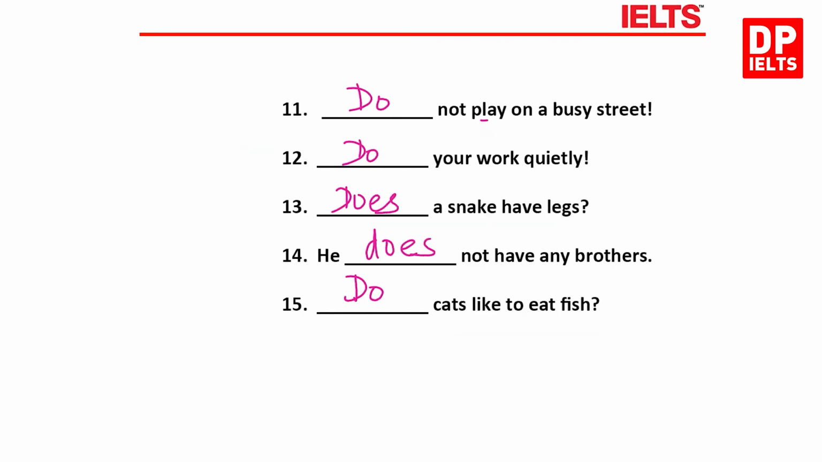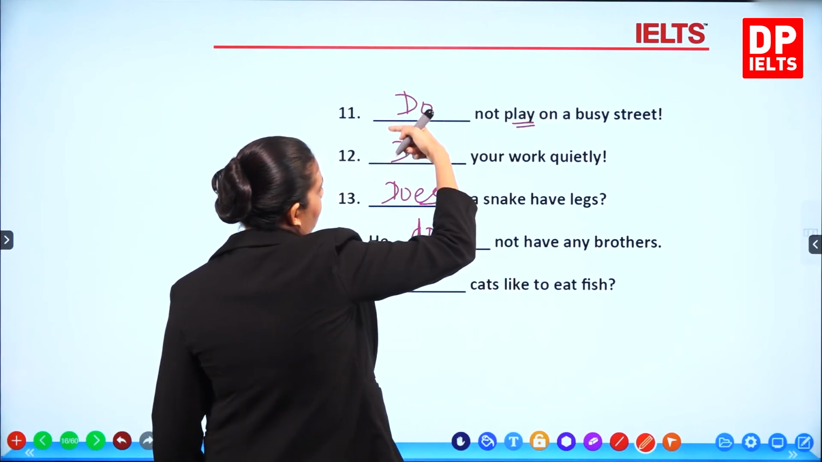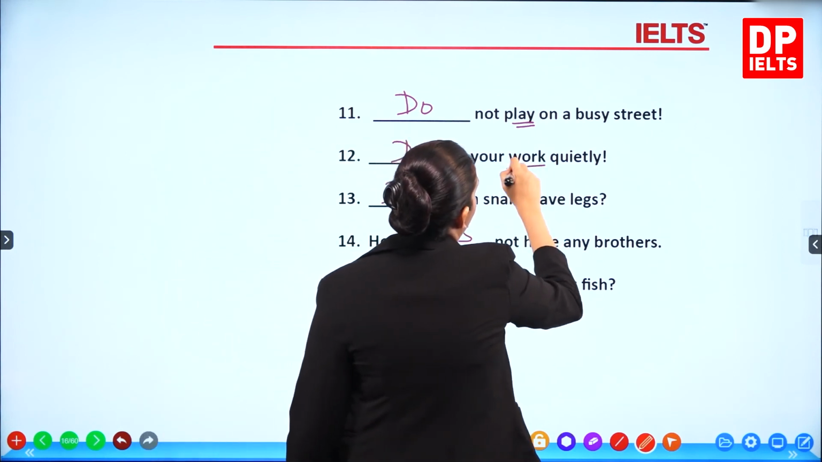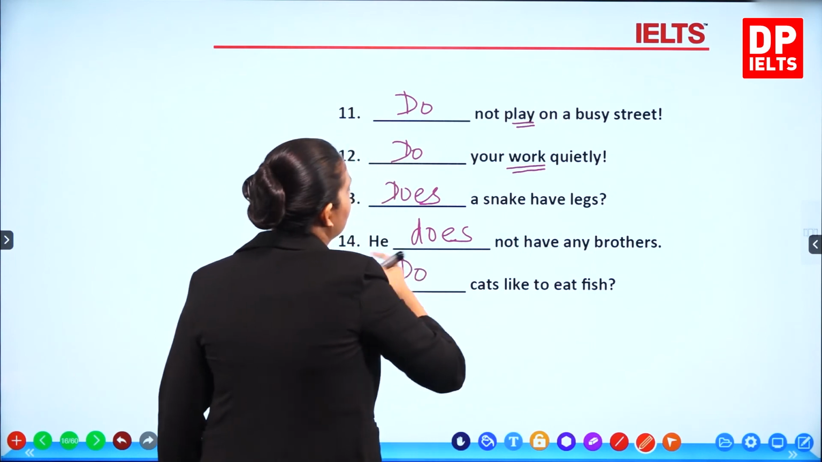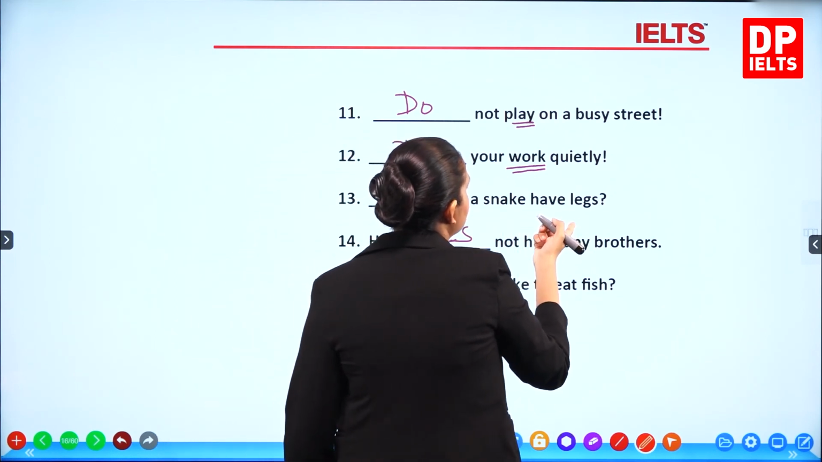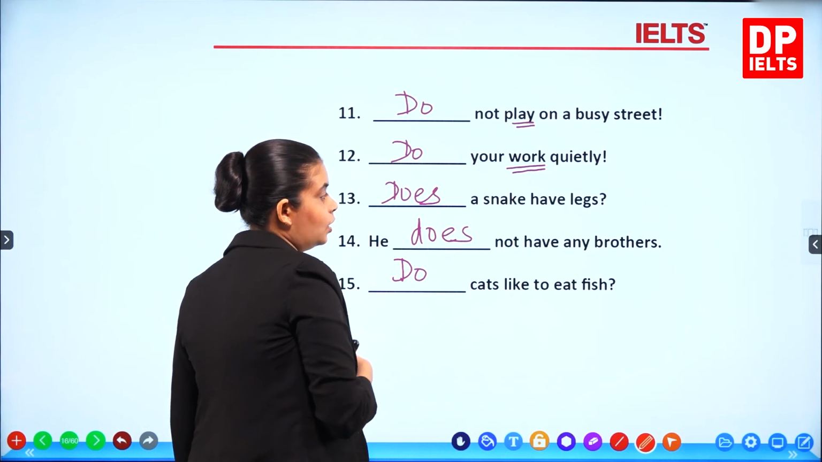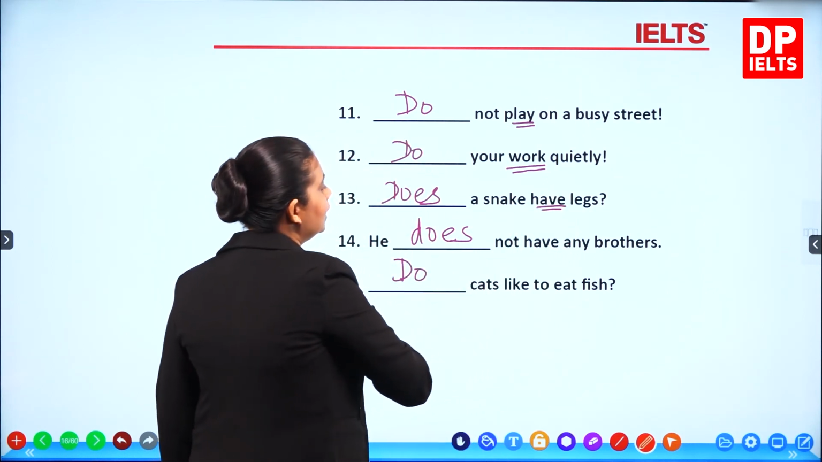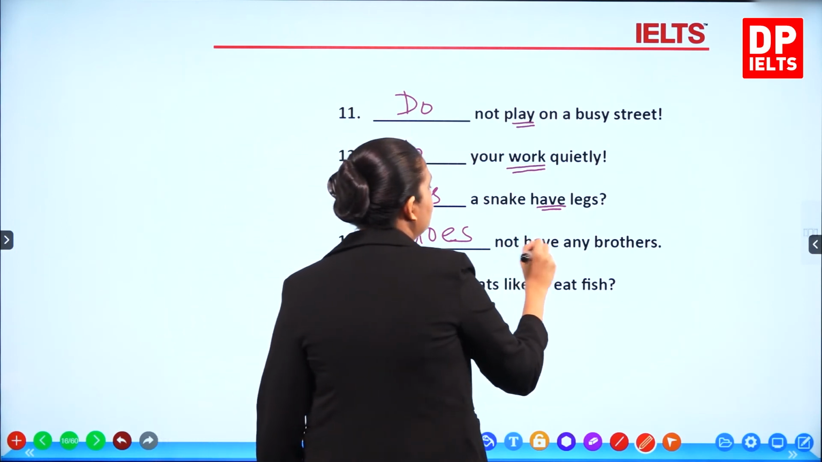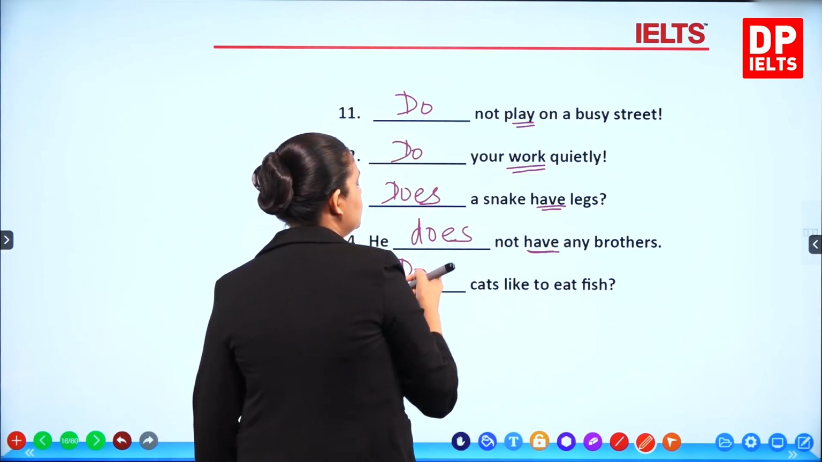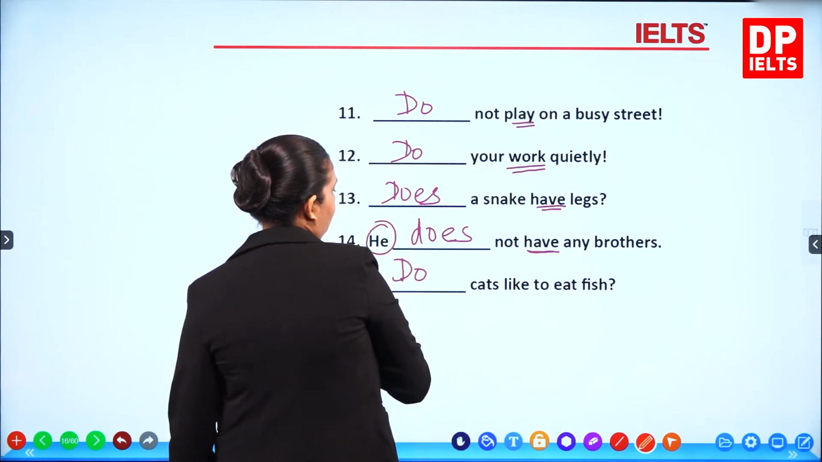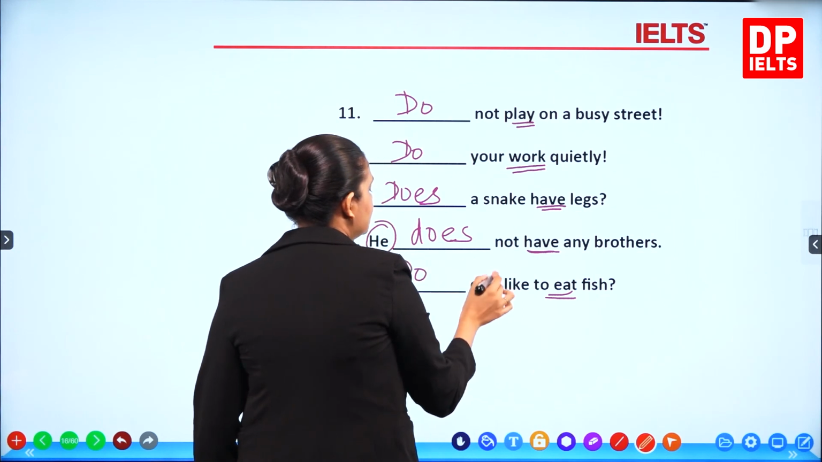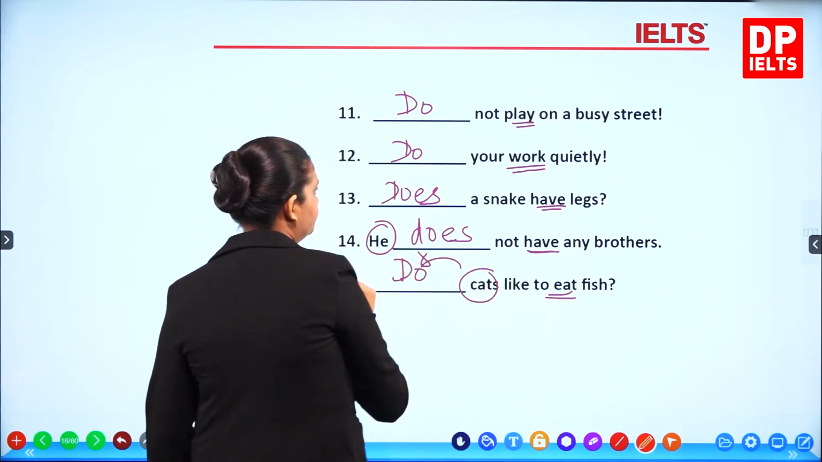Do not play. Play is present tense, so do not. Do your work quietly, again present tense. Does a snake have legs? Have is again present tense. He does not have. Have is in the present tense. He is singular, so does not. Do cats like to eat fish? Eat is present tense. Cats is plural, therefore do.